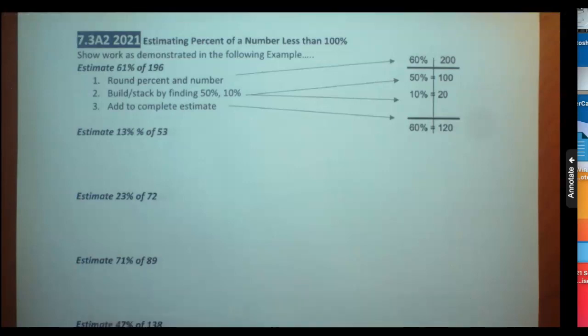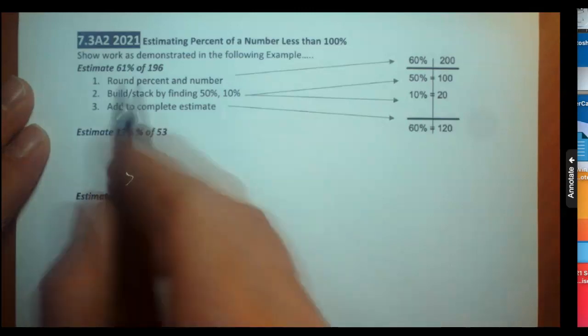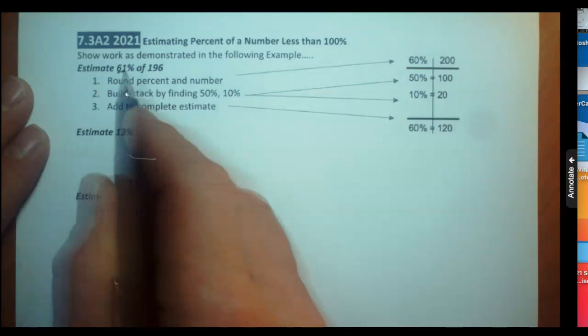Hello, today we'll be doing the estimating worksheet 7.3A2. This first one is estimating percents of a number less than 100%. Let's take a look at the example here. We have 61% of 196.